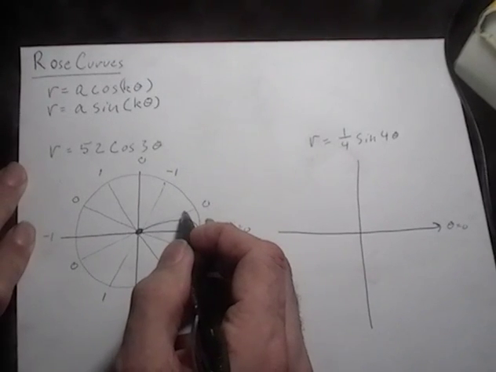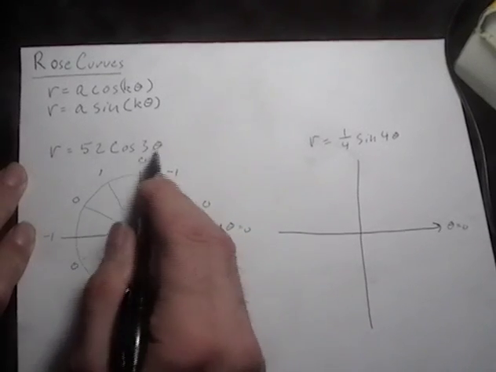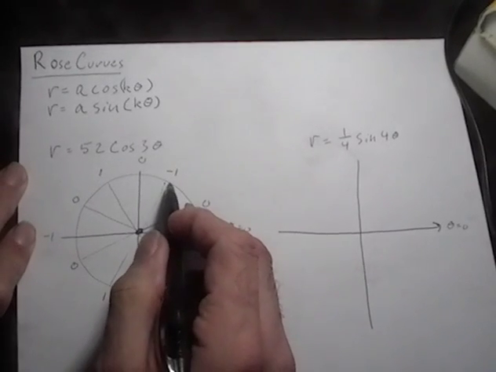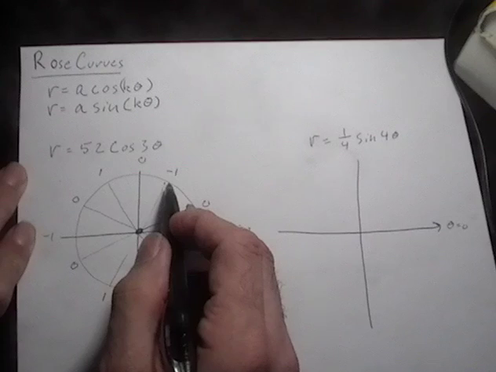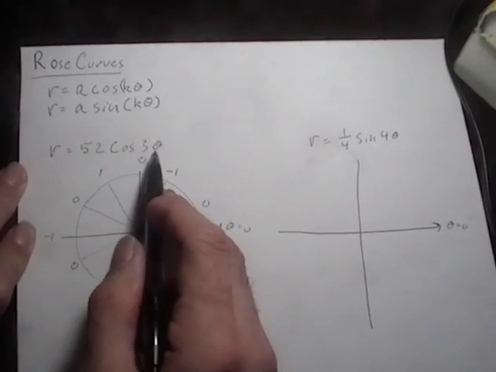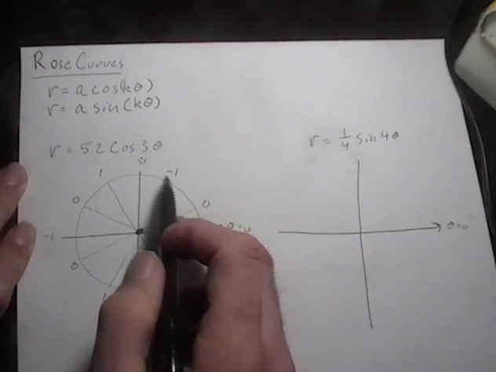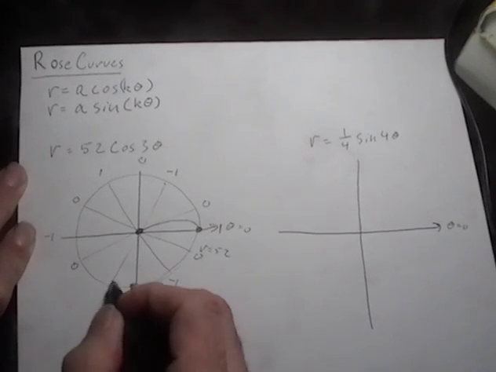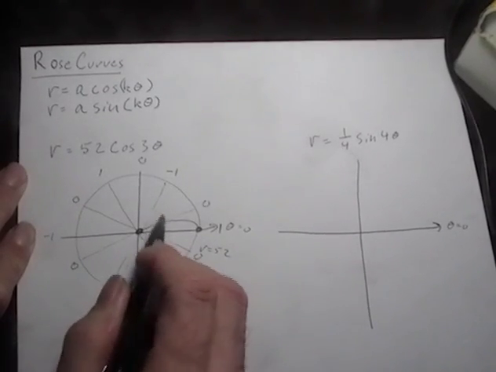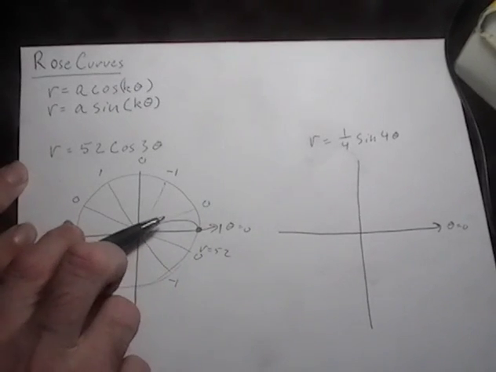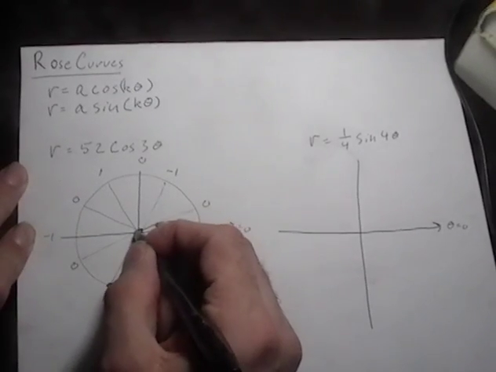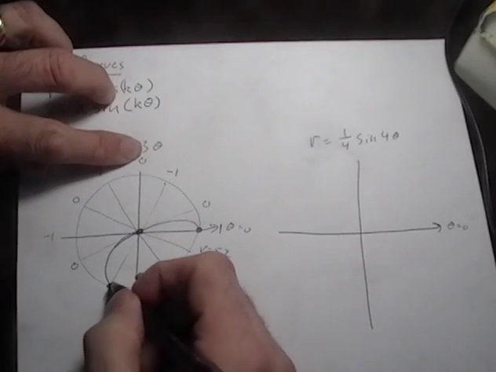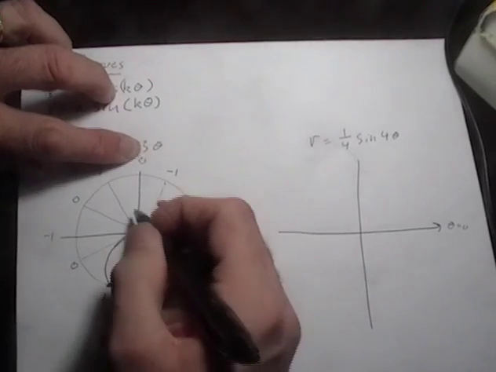In this zone, from pi over 6 up to pi over 2, cosine is going to be negative, which means that I'm going to have to be drawing behind me. If I go in the pi over 3 direction, I would have 52 times the cosine of pi, so that would be a negative 1. So facing this direction, I have to go backwards 52. So as I'm moving from this direction to this direction, I'm going to be sweeping through and touching. Next I hit 0, so I return.